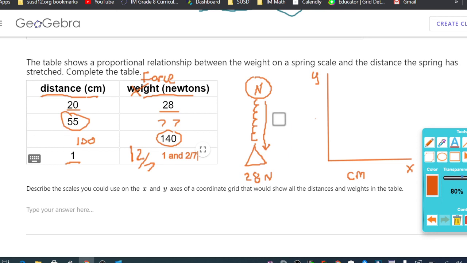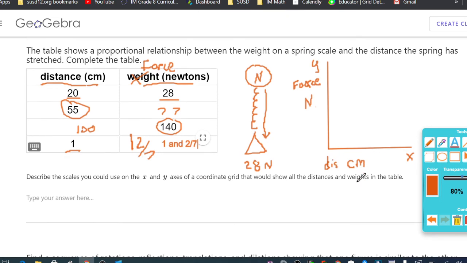Let me erase this. So what I'm saying is, as you pull down on the spring, you can measure how many newtons of force you're pulling with. That's what I used for my scale. They called it weight, but I don't like that. Newtons are actually a force. You could compare it to weight, but it measures force here on Earth. And then x is equal to centimeters. That measures our distance of spring stretch.